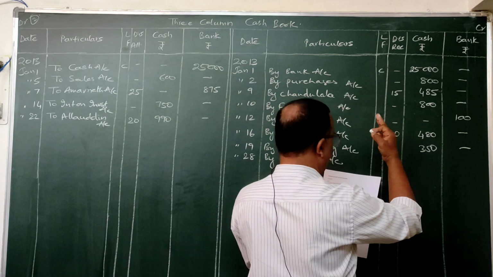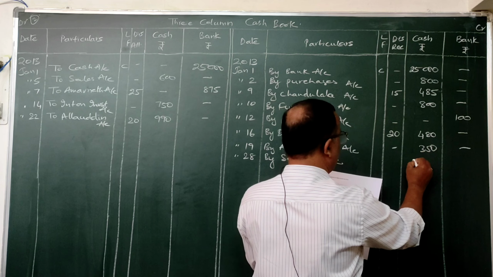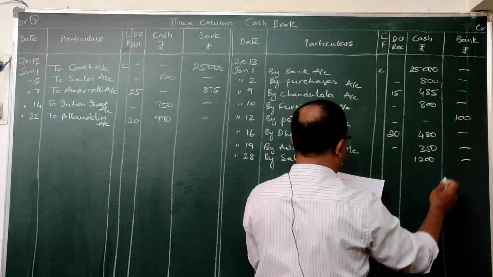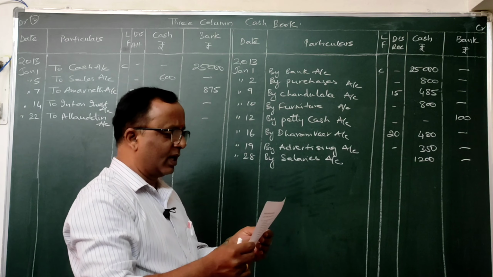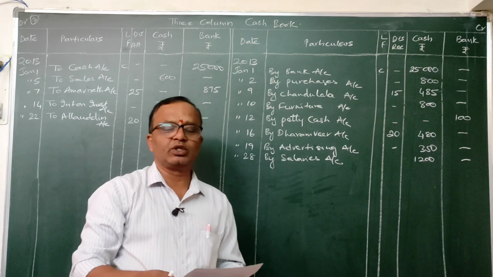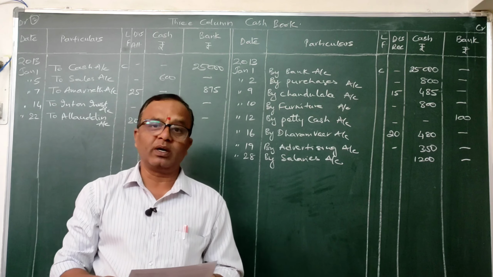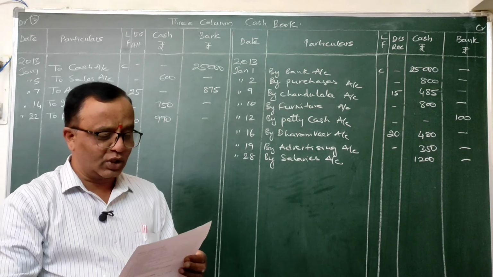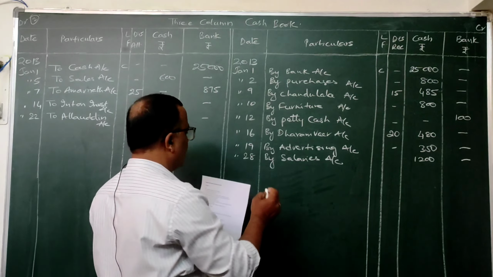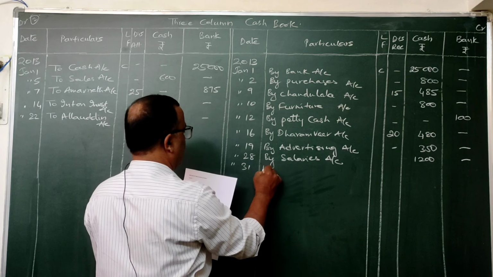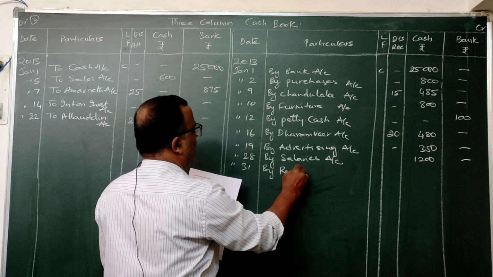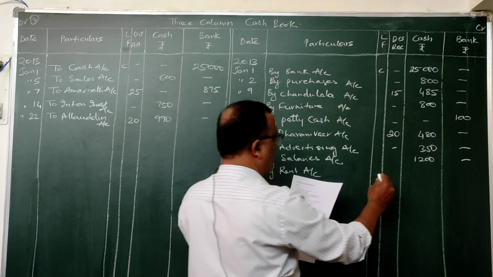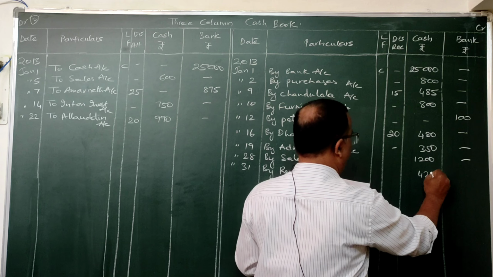By salaries account, cash is going out. Whenever it is going out, we are going to credit it, as you know very well. So 1200 we are creating it here. Then again paid rent to landlord. When rent is paid to landlord, our entry will be rent account debit to cash account. We have paid through cash only. So it will be by rent account. How much? 420 have paid it.